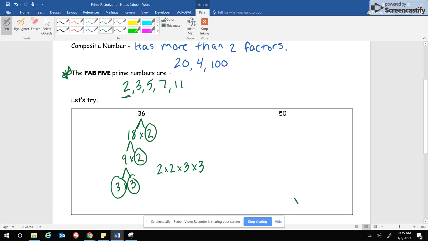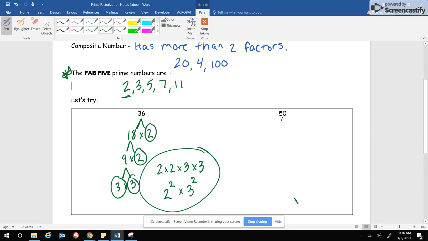An easier way to write that is with exponents. So I have 2 2s, so I can do 2 to the 2nd power times, make sure it's times because all I'm doing right here is multiplying. I also have 2 3s, so I'm going to do 3 to the 2nd power. That's my prime factorization of 36. And a good way to check, 2 times 2 is 4. 4 times 3 is 12. And 12 times 3 is 36. So we know we've got the right numbers.